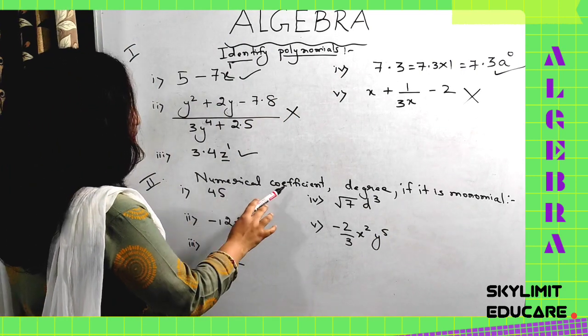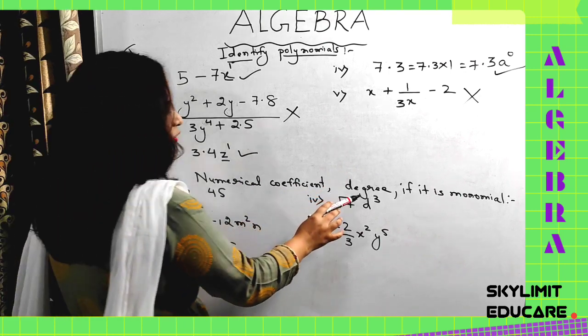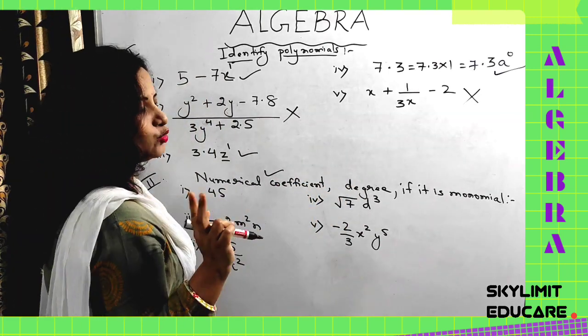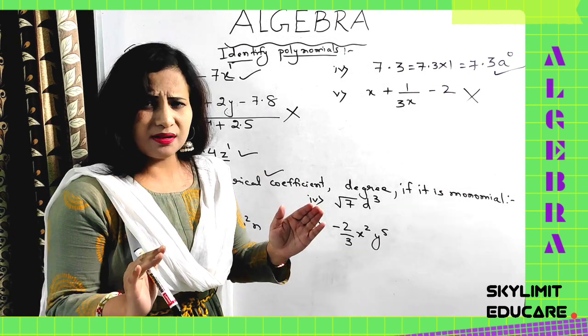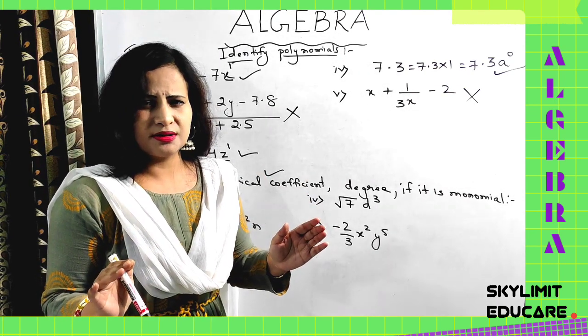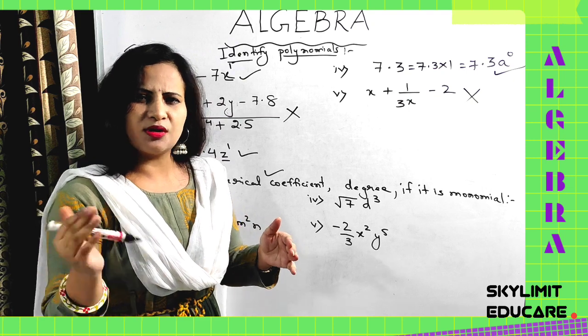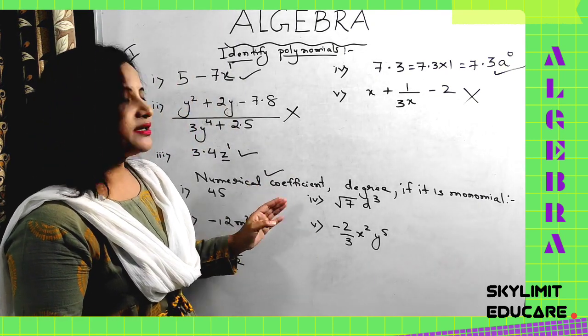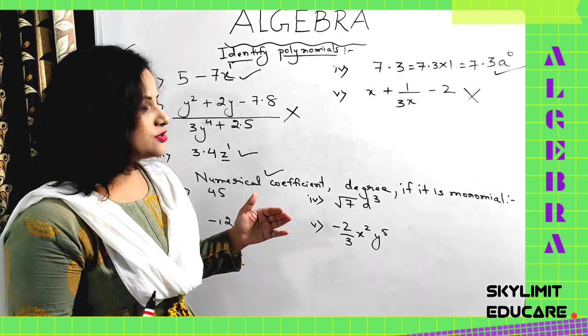You have to write down the numerical coefficient and also the degree. First thing, you have to find out the numerical coefficient. You know that there are two types of coefficient, numerical coefficient and literal coefficient. I have not introduced all these terms because you were already introduced to them in standard 6. Yes or no? So numerical coefficient is what? The number part of an algebraic expression.